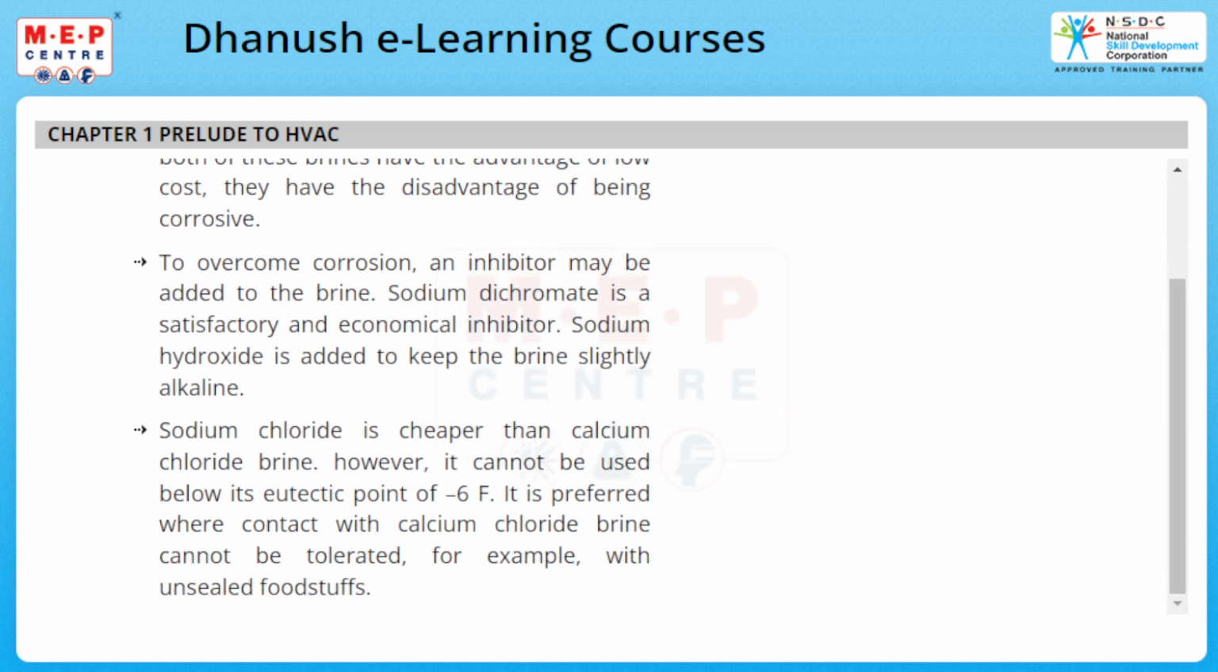However, it cannot be used below its eutectic point of -6 Fahrenheit. It is preferred where contact with calcium chloride brine cannot be tolerated, for example, with unsealed foodstuff. The use of calcium chloride of commercial grade is not satisfactory below -40 Fahrenheit. Let's study the option of using alcohol solutions.